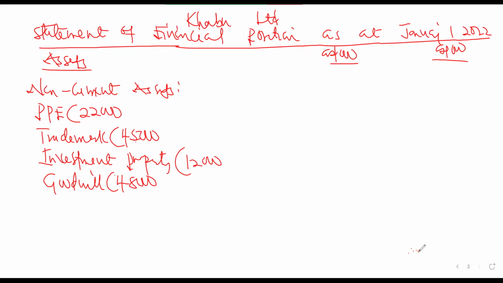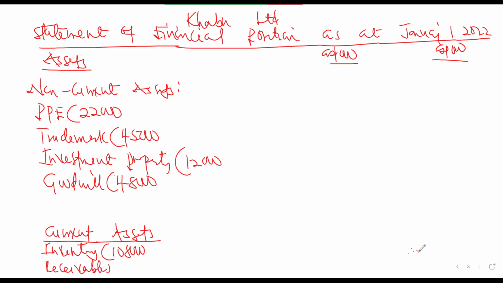Okay, so let's come to current assets. The first one is inventory. How much is it? 108,000. The next one is receivables: 194,000. Okay.